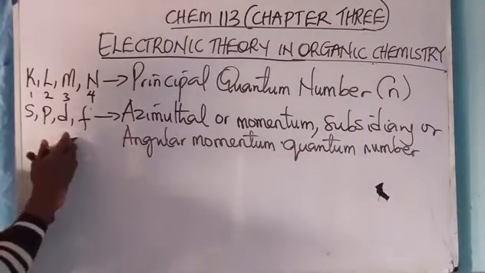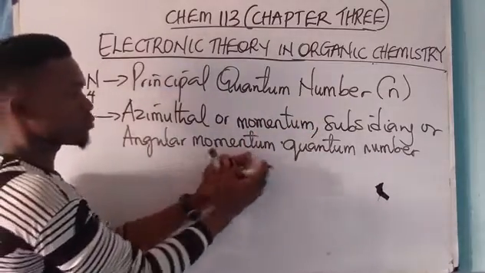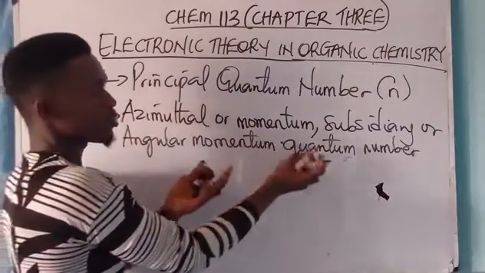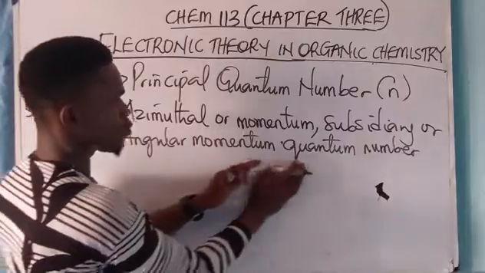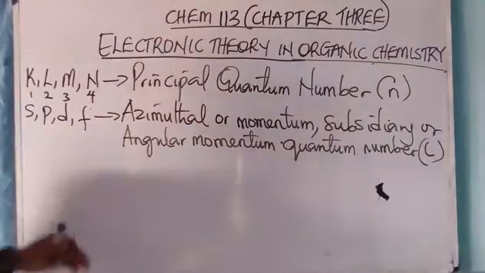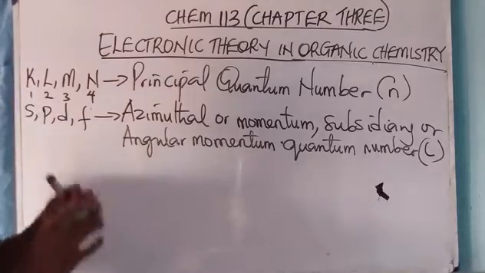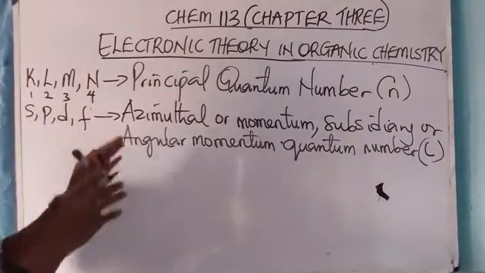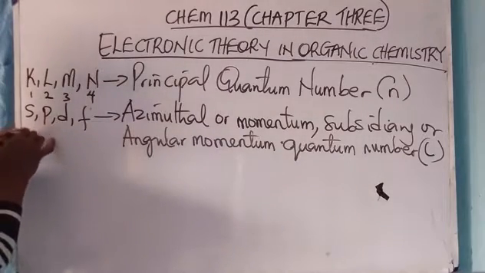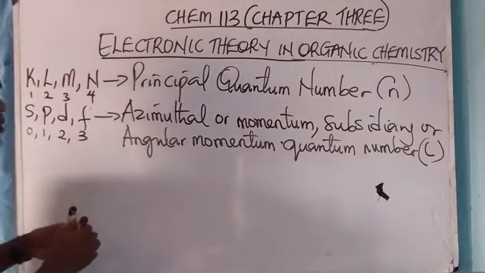Please, S, P, D and F are the azimuthal, momentum, subsidiary or angular momentum quantum number, which means if I don't call it azimuthal, I can call it momentum or subsidiary or angular momentum quantum number, and it is denoted as small letter l. Okay, which means anything that has to do with orbital is the azimuthal quantum number. Anything that has to do with shells is the principal quantum number. In the azimuthal quantum number, we start counting from 0, 1, 2, 3, so on and so forth. So please take note of that.